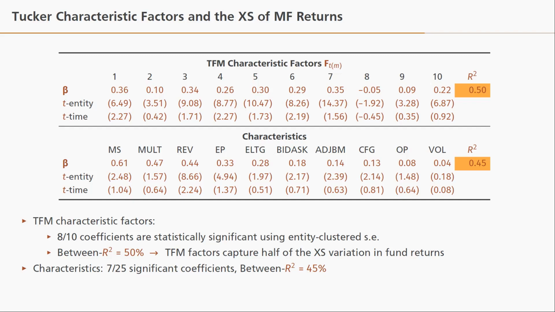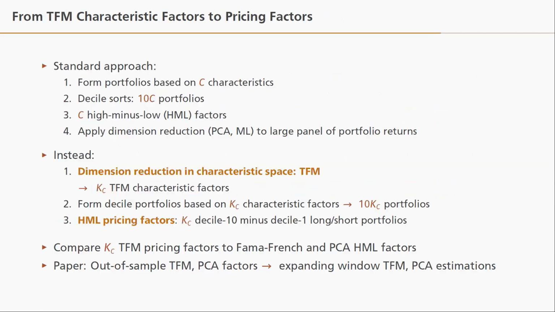So what I do next, now I play the sorting game, right? So typically we sort on the C characteristics. Now instead I sort on my KC factors, and I follow the exact same usual procedure.